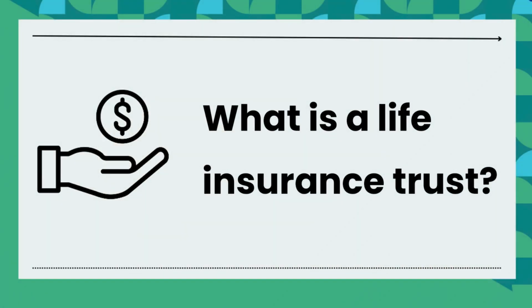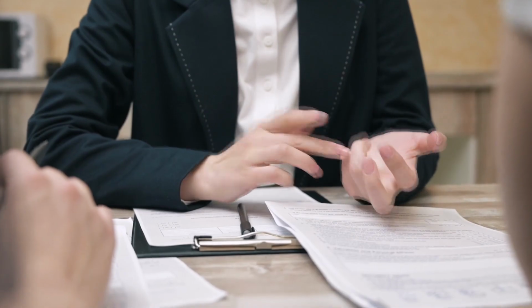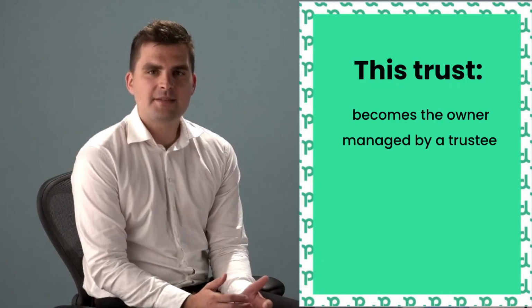So what exactly is a life insurance trust? In simple terms, it's a legal arrangement where you place your life insurance policy in a trust. This trust becomes the owner of the policy, and it's managed by a trustee who ensures that your loved ones receive the funds as intended.